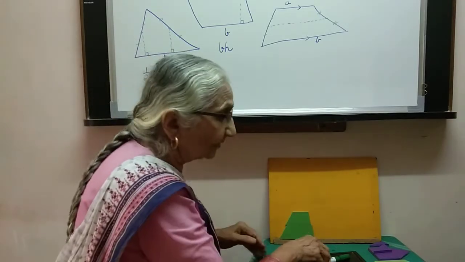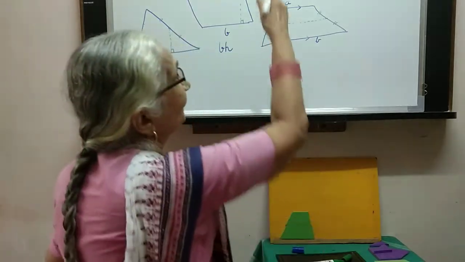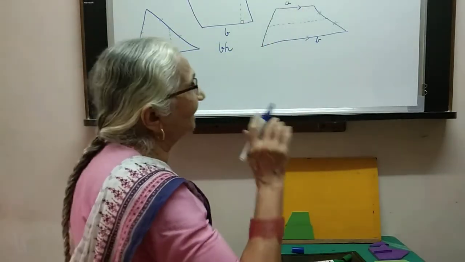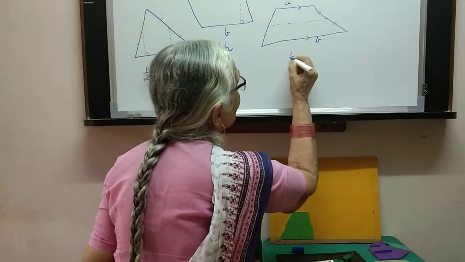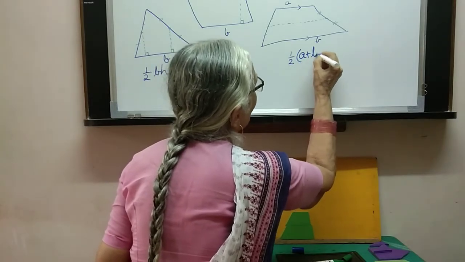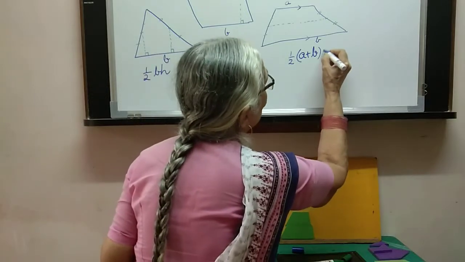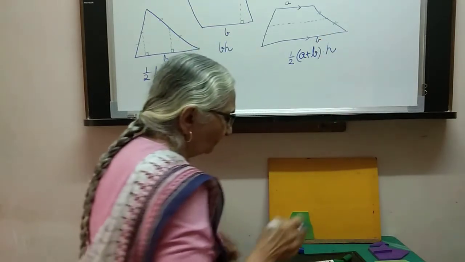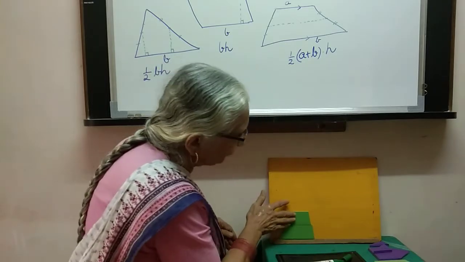What is the area? The area for this, if height, wherever we draw it, we call it h. The result for the area is 1/2 (A plus B), where A plus B is the sum of the two parallel sides, into h. This is what we are going to verify. Okay, we have the model.